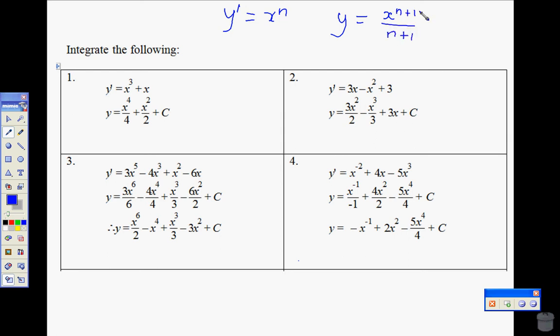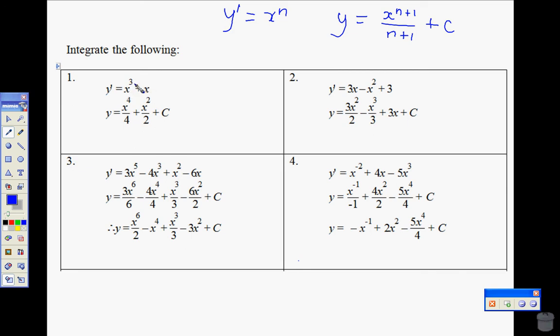So we add 1 to the power, and then we divide by the new power each time. Add 1 to the power, divide by the new power. And then we're going to add a constant each time. So let's have a look at the first one. We've got x cubed plus x. Because it's two separate terms, we integrate them separately.